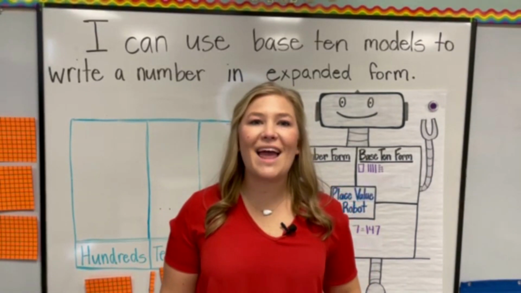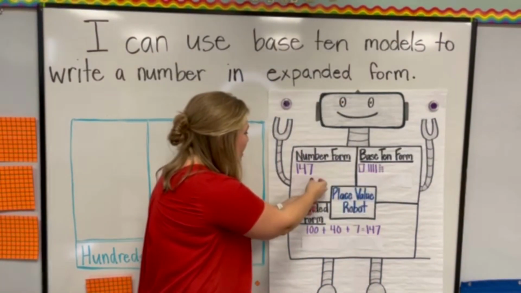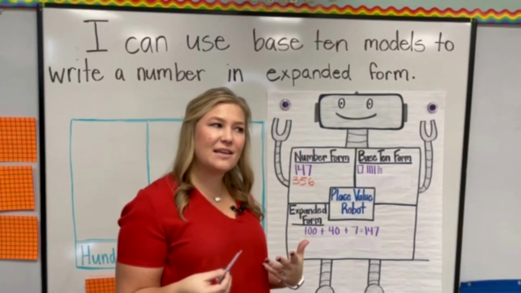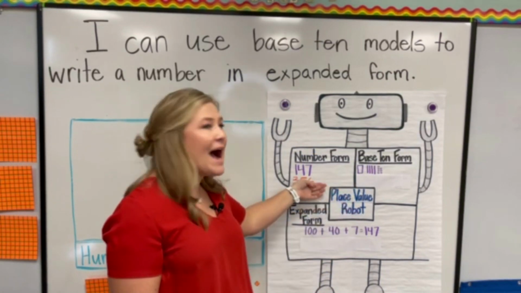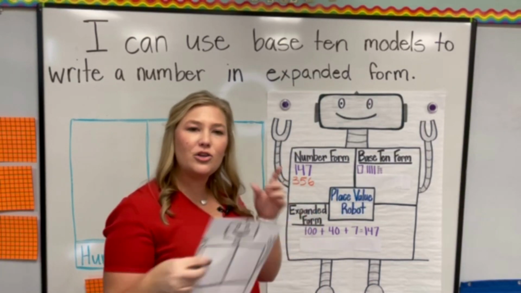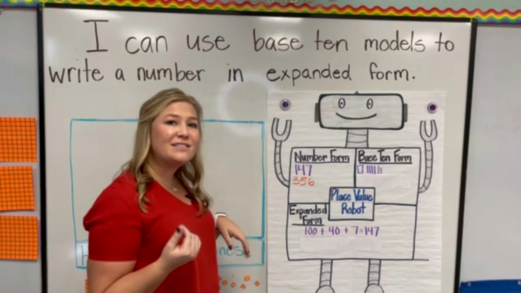Now let's go ahead and add a number to your place value robot. The number is 356. Again, say it slow, 356. Make sure you add this number to your number form box on your place value robot. I'm going to put it on my place value mat.